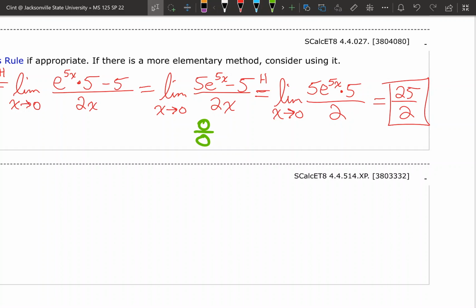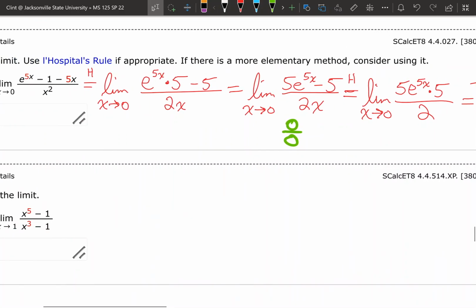Questions on that one? That one's a little, just not quite basic because it's got the chain rule with the e to the x. Not horrible either.